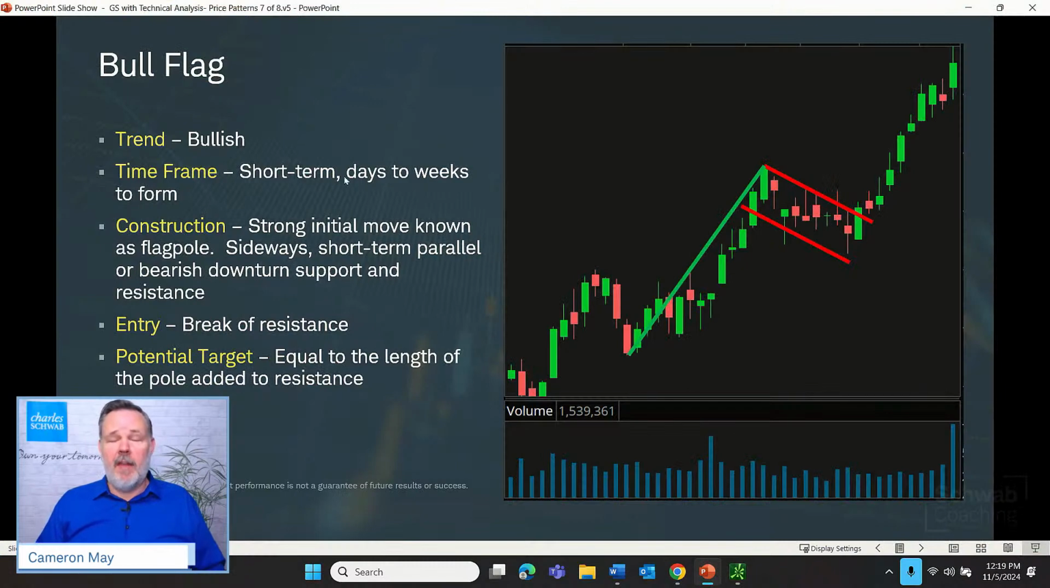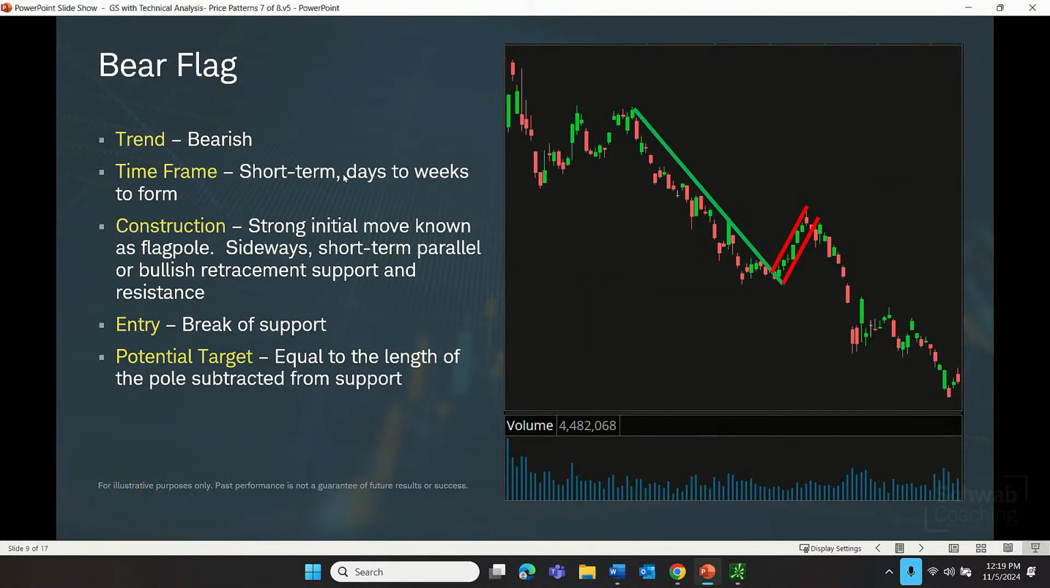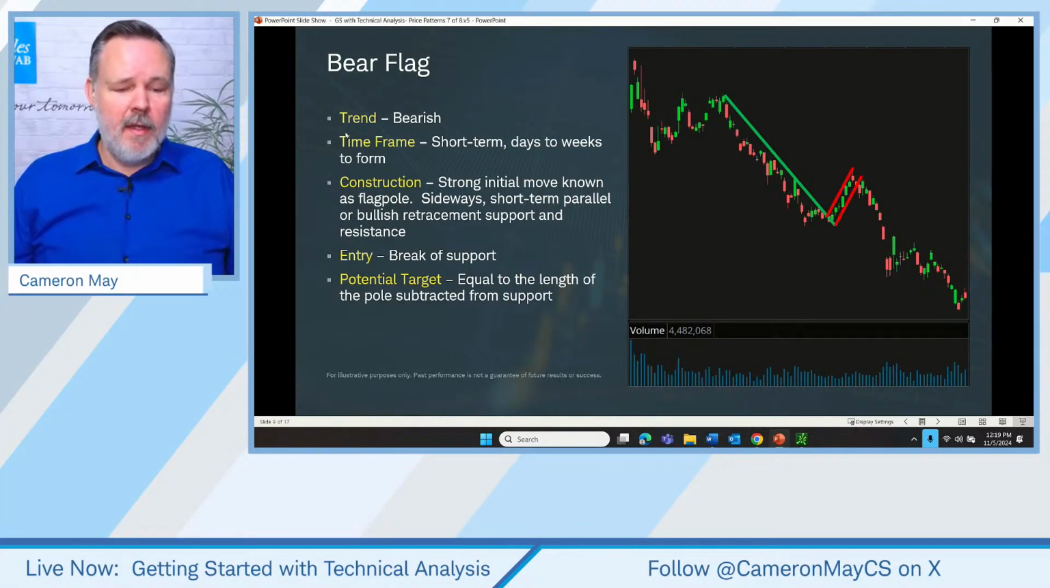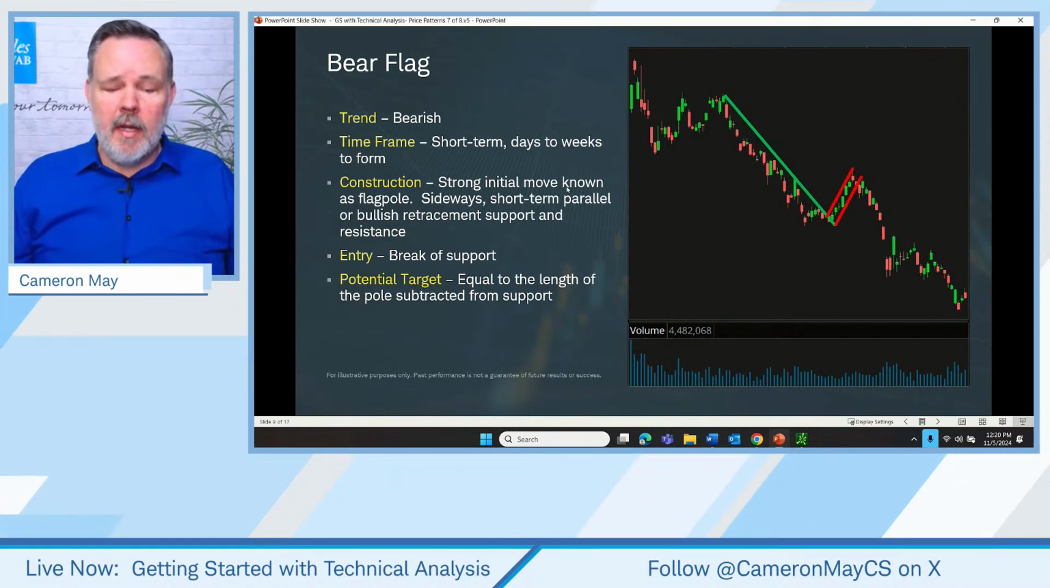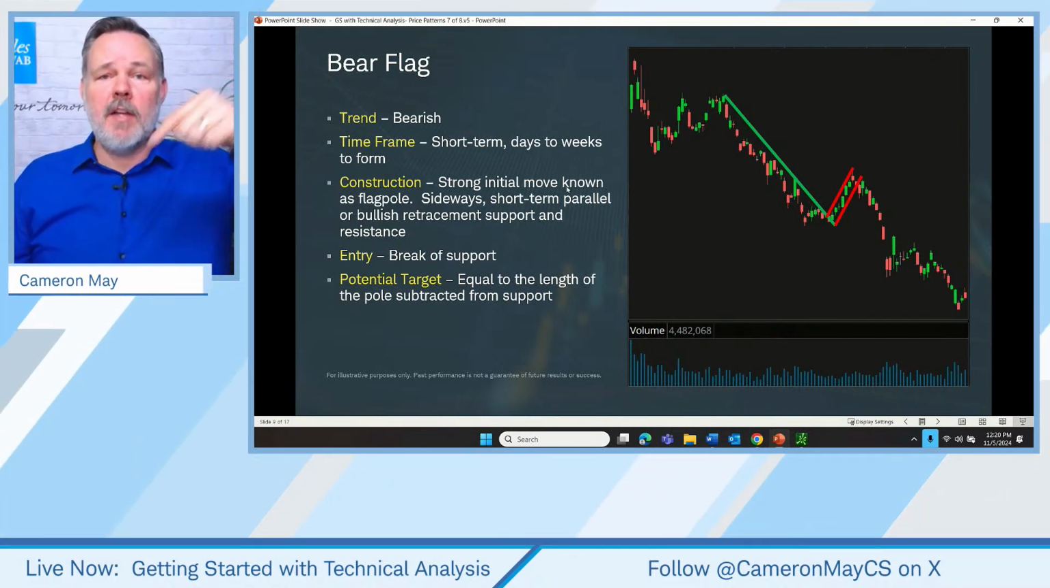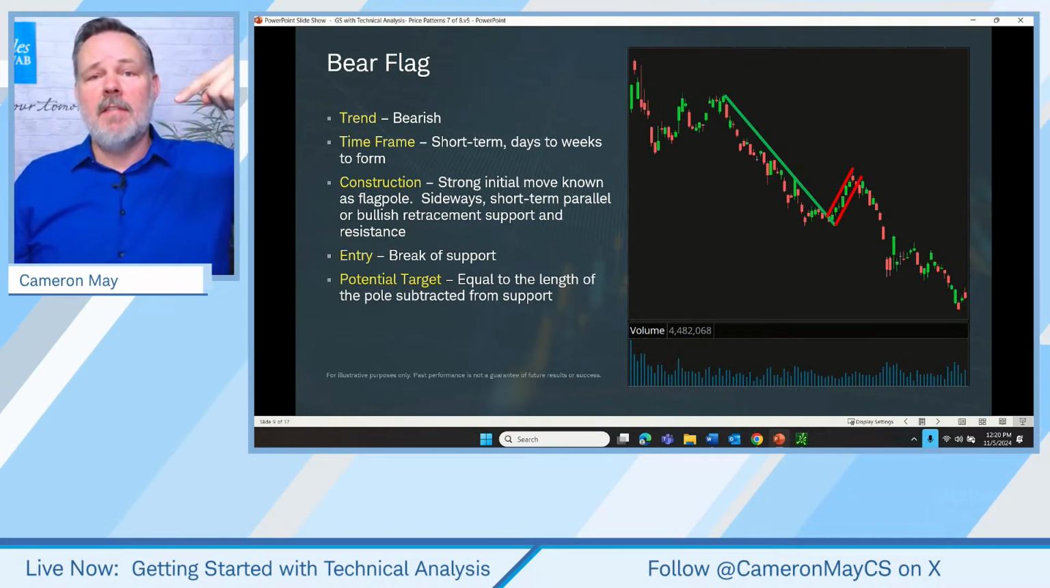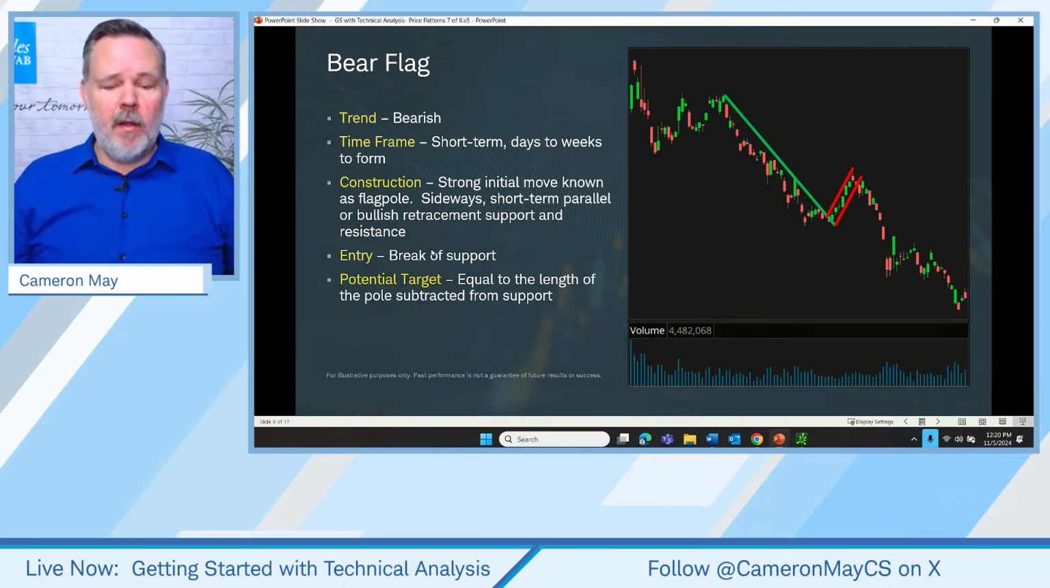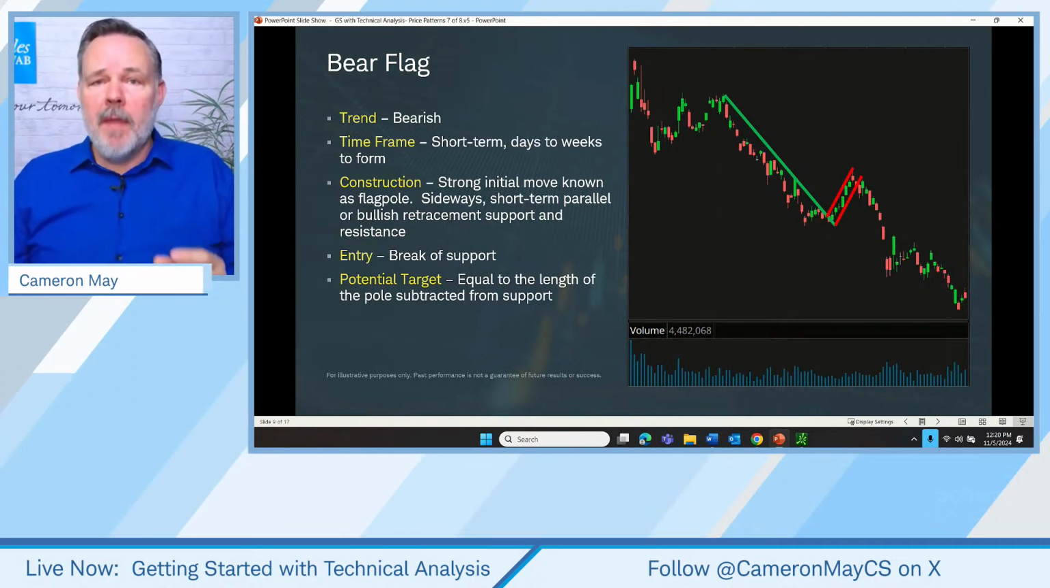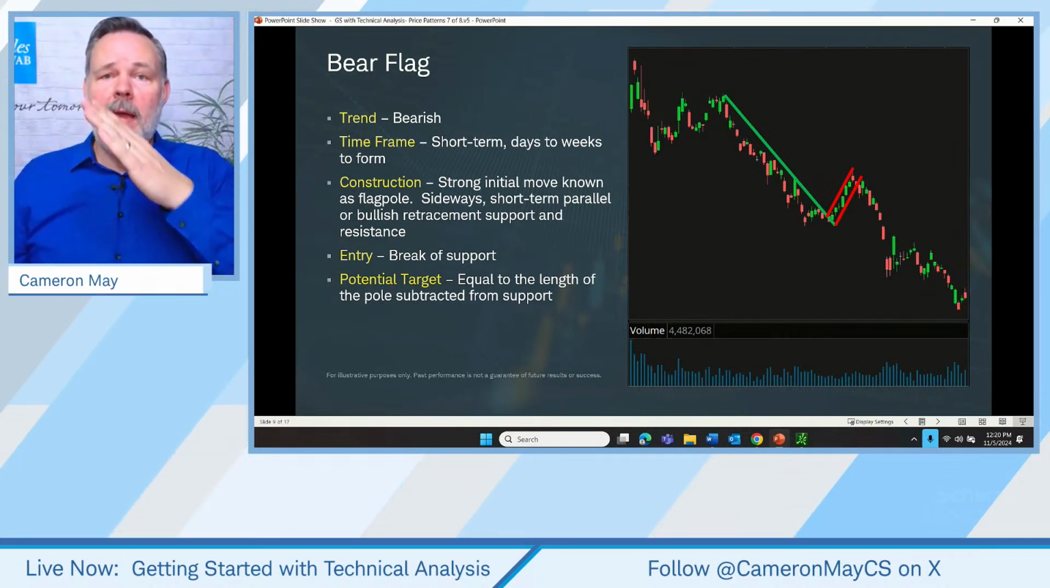So that's a bull flag. What do you think a bear flag looks like? Guess what? It has all the same elements, just heading the other direction. So with a bear flag, the trader might first of all look to confirm a bearish trend. Time frame, typically short-term, days to weeks. The construction: a strong initial move known as a flagpole moving in the direction of the established trend. In this case, a strong move downward, followed by a sideways, short-term, parallel, or maybe a bullish retracement of support and resistance. In other words, if we're heading down, maybe for a little while we head back up.